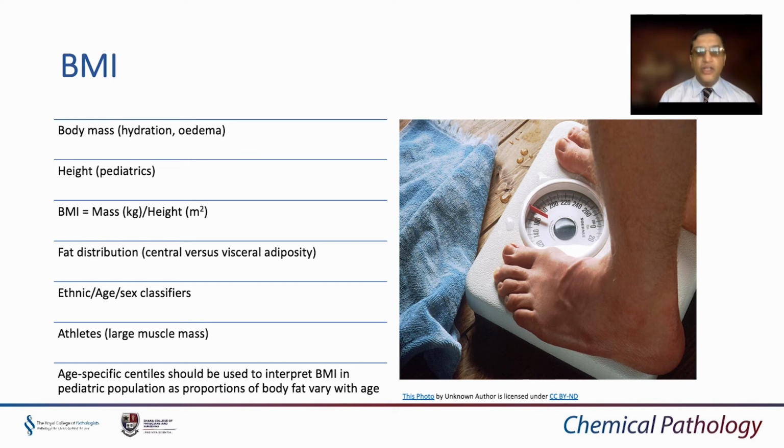Also, the cutoff points do not routinely utilize sex classifiers, age classifiers, and ethnic classification. There are some cutoff points that are able to distinguish Asian versus Caucasian patients' BMIs, and this can be useful. Athletes also may have larger muscle mass and consequently higher BMIs, but may not be obese. Age-specific centiles should be used to interpret BMIs in pediatric populations, as the proportions of body fat vary with the age of the pediatric patient.